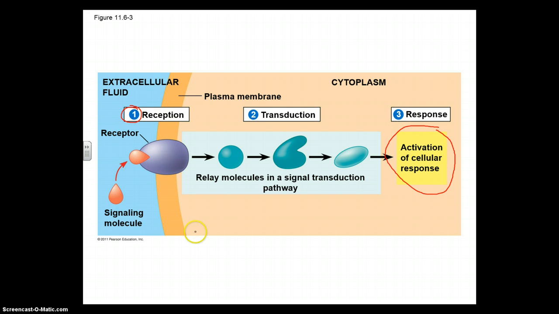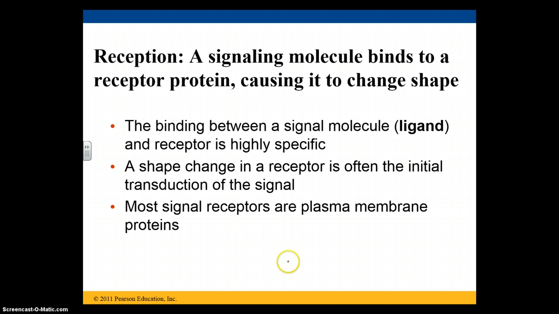and that is the third part. So in reception, the signal molecule is always going to be called a ligand. This is a very important term, so make sure you commit it to memory. The ligand and the receptor are highly specific.